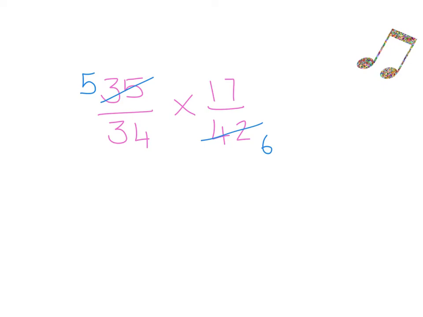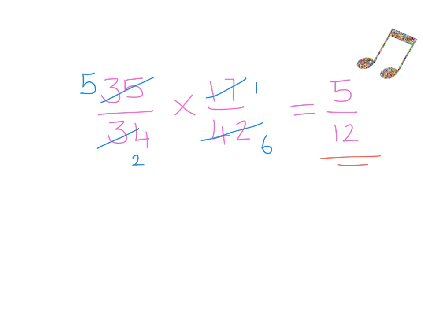17 is a prime number, but I'm just going to check multiples of 17, because I don't know my 17 times table off by heart. So if I double it, I'm going to get 34. So I could see that that's 2 lots of 17, and that's 1 lot of 17. So now, rather than having to do 35 times 17 and 34 times 42, all I need to do is 5 times 1 and 2 times 6, which seems much easier. So 5 times 1 will give me 5, 2 times 6 will give me 12. And I've got 5/12. The answer's simplified already.